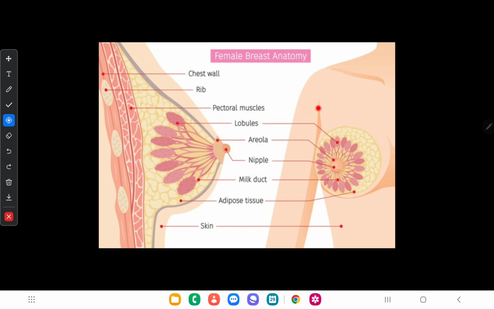What happens to this axillary tail? It extends upward and laterally, and it pierces the deep fascia at the lower border of the pectoralis major muscle, and then it enters into the axilla. So that part is in the deep fascia.